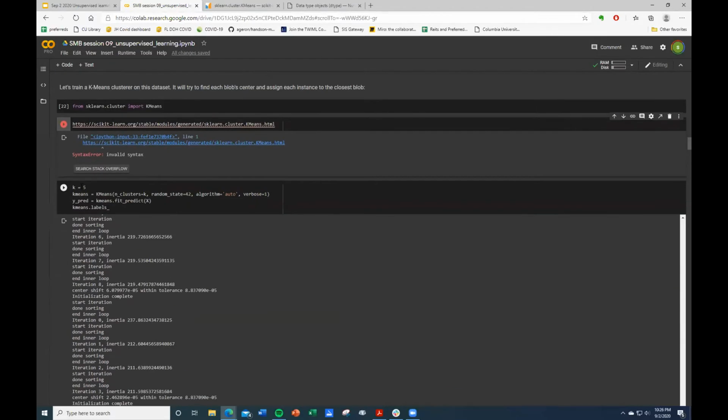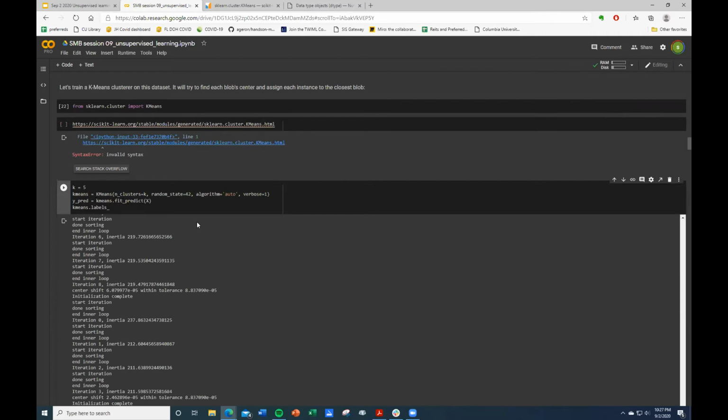So we're going to set the k to 5, and we're going to allow the k-means object to be KMeans with number of clusters equal to what we set at 5. Start with our random state of 42 for reproducibility. We put in the algorithm, which is the auto algorithm, and we're going to make it verbose, so that's going to give a little bit more information when we run the algorithm. Y predicted, or Y hat, is going to be the fit_predict of k-means on the object X, and then we're going to check to see what the k-means labels are.